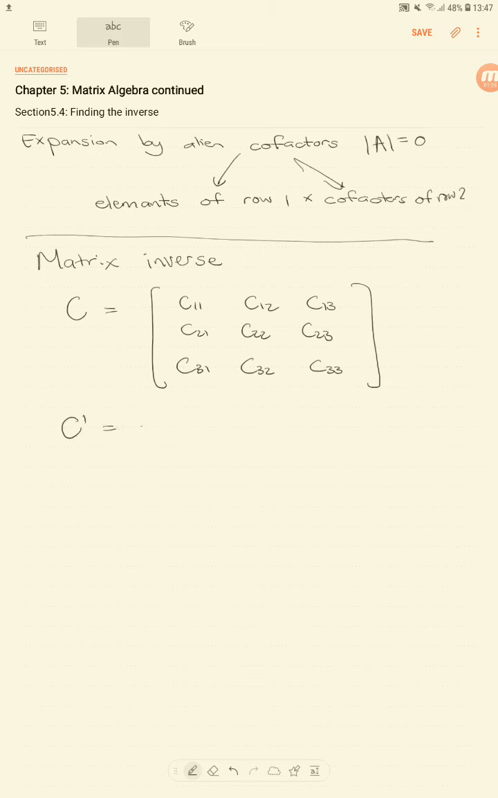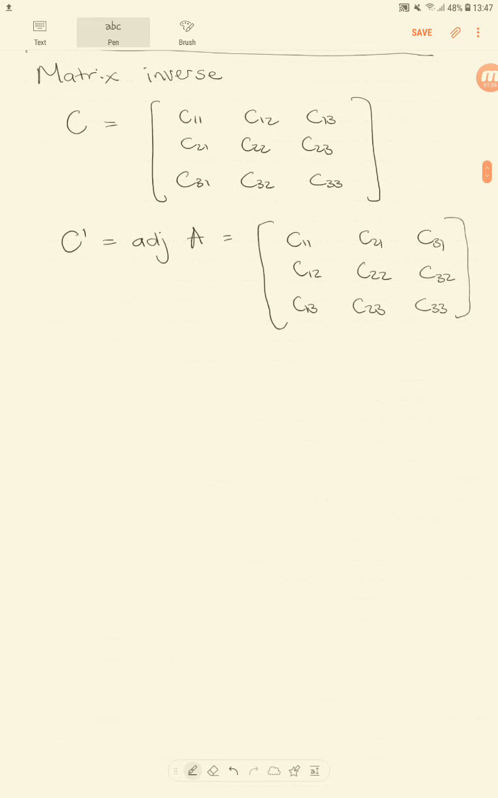The transpose of this cofactor matrix is known as the adjoint of matrix A. So how do we transpose? Rows become columns. So row 1 becomes column 1, row 2 becomes column 2, and row 3 becomes column 3. Okay. So then we know that the inverse of matrix A is equal to 1 over the determinant of A times the adjoint of A.